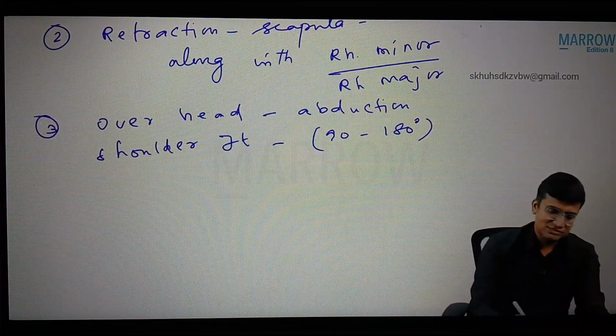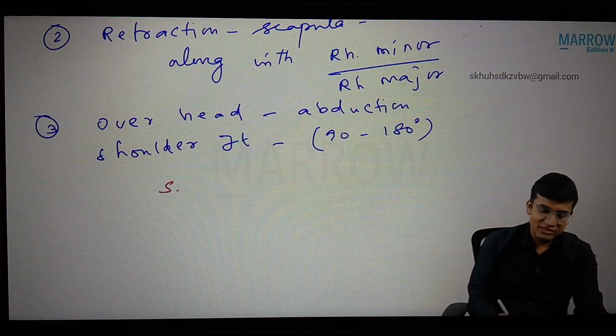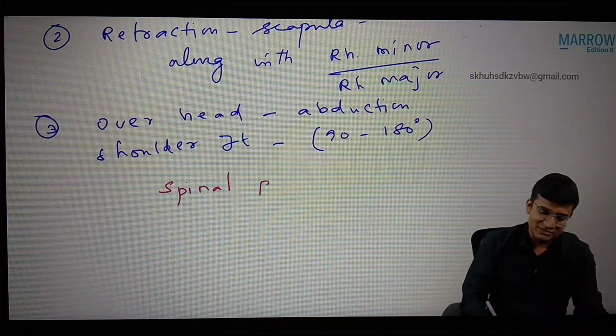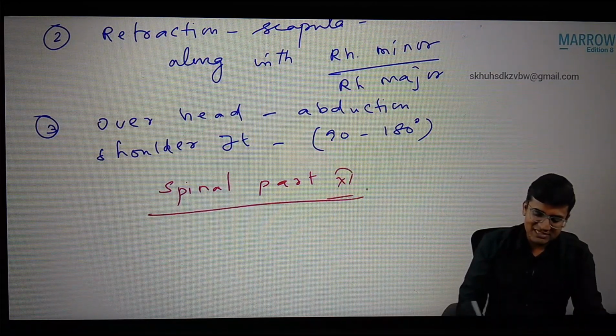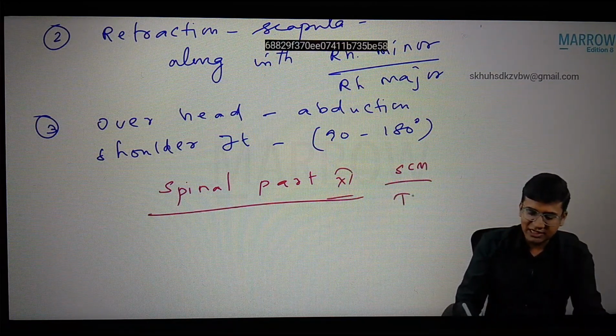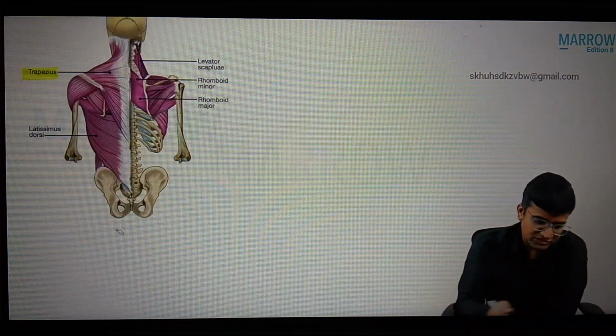Now supply. Very easy, no? I told you in head and neck itself. Spinal part of accessory nerve. So the spinal part of the accessory nerve, the 11th nerve, supplies sternocleidomastoid muscle and trapezius. Yes, very good. Now see the diagram. Now see the other side.